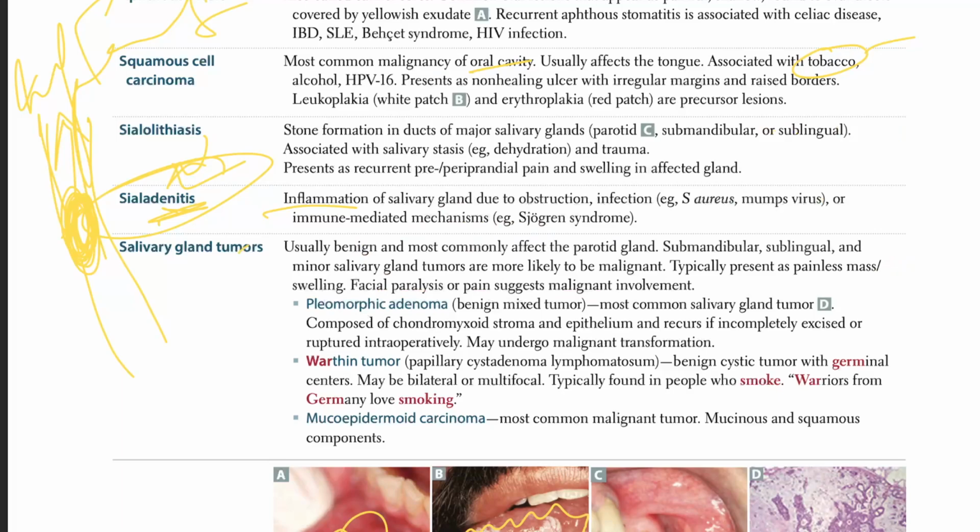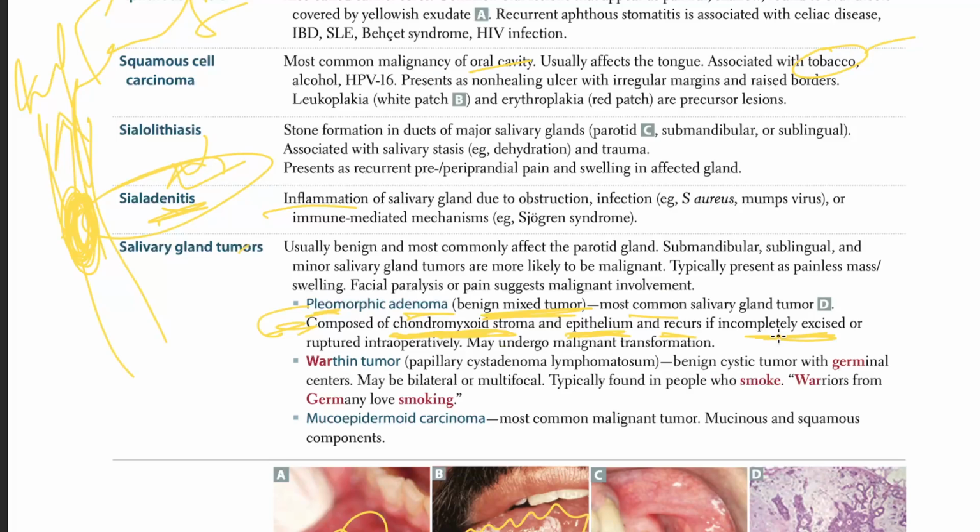Okay, coming to pleomorphic adenoma. It's a mixed tumor. It is the most common salivary gland tumor. What do you mean by mixed? It is composed of not only one thing, but two things together: chondromyxoid stroma and epithelium. It recurs if incompletely excised or ruptured intraoperatively.